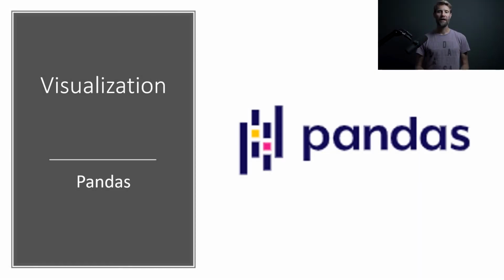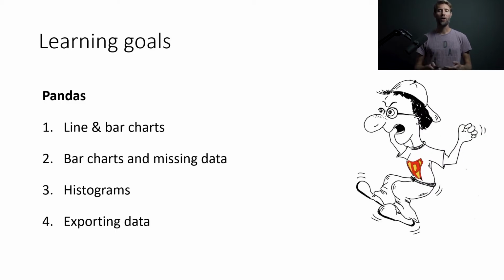Welcome to the last class on manipulating data with pandas. In this class, you learn how to visualize the data in your data frames. You start by learning how to make line charts and bar charts. After that, you'll see how to use bar charts to identify missing data. The third part of this class will be about making histograms. We wrap up by showing you how to export the data in your data frames.